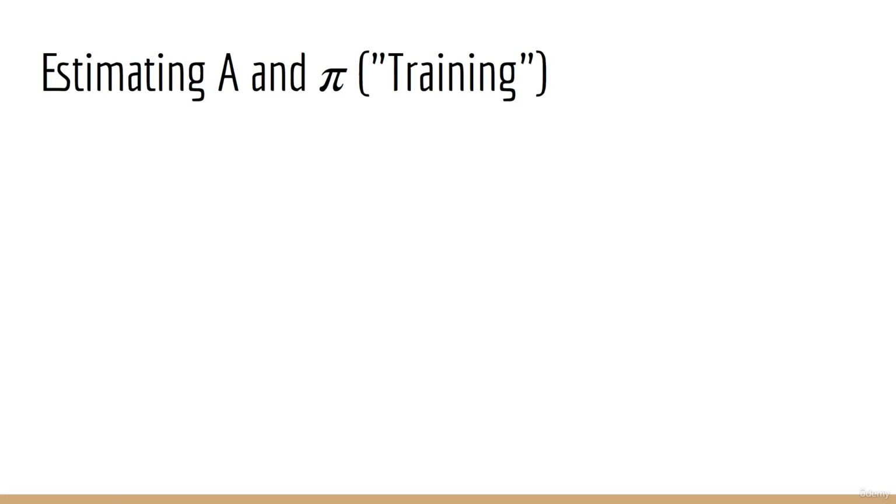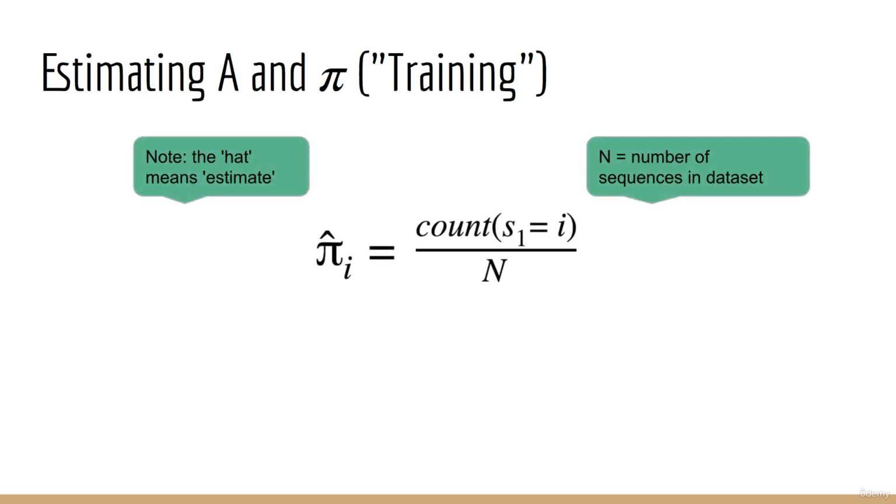Okay, so how can we apply this principle to estimating A and pi in a Markov model? Let's start with pi since that's a bit simpler. Pi of i is equal to the number of times each sequence started with state i, divided by the total number of sequences in our dataset. Of course, this requires that our dataset consists of multiple sequences to begin with. Otherwise, our estimate would not be very good.